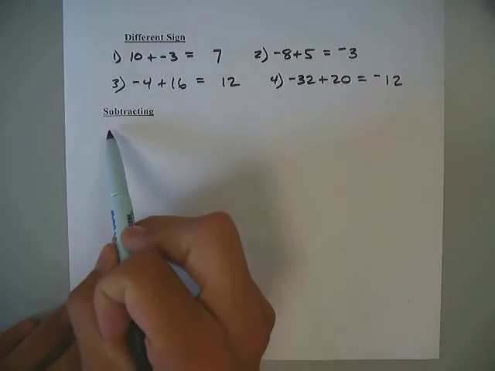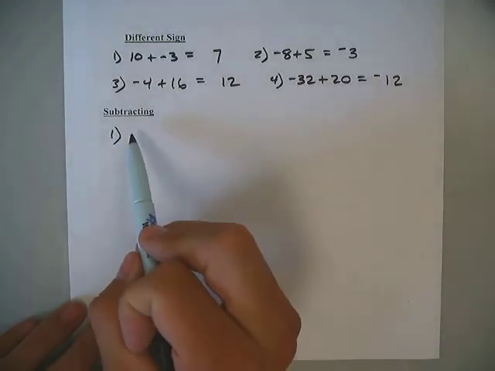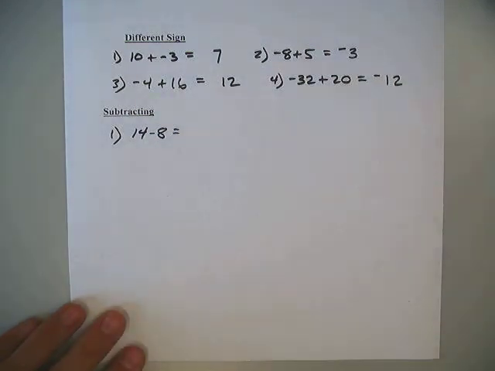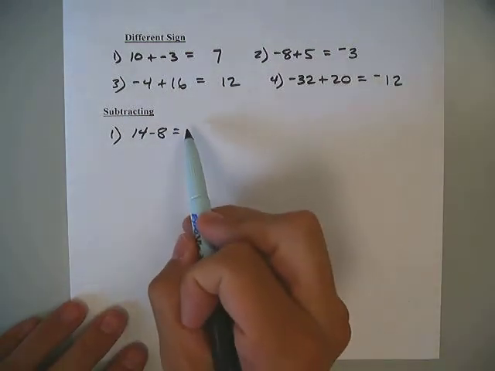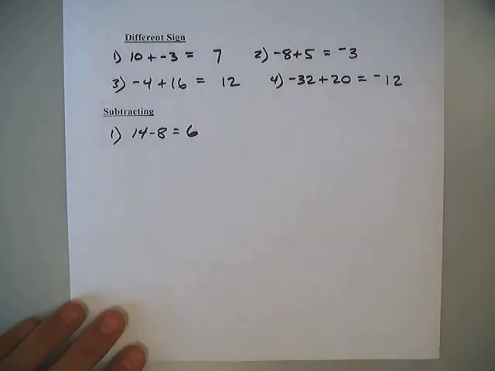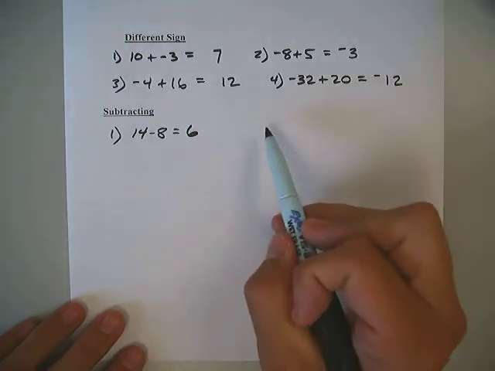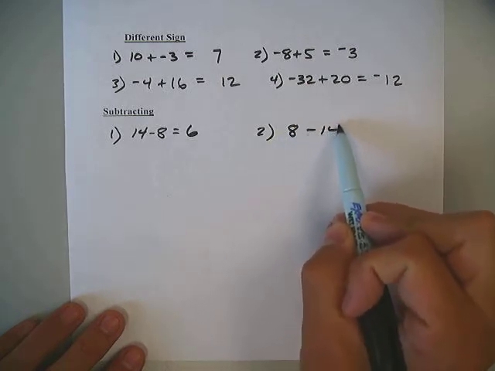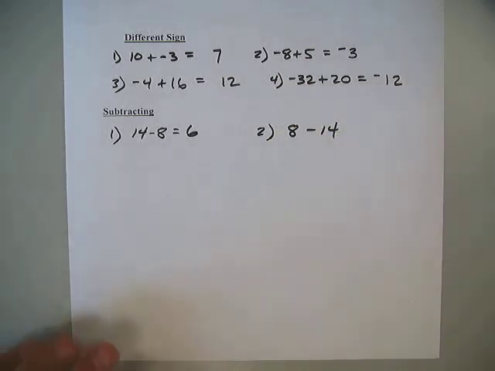Now, let's move on to subtracting. Again, the most basic one would be something like this, something that you've been doing since probably first, second, third grade. 14 minus 8, that's easy, that's 6. But the problem comes when we get into situations that look more like this, 8 minus 14.